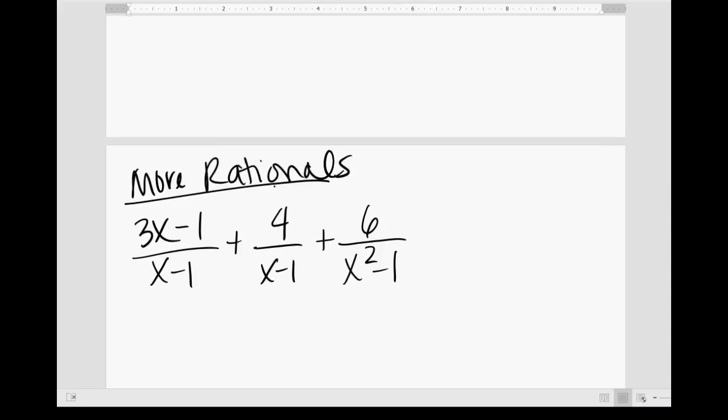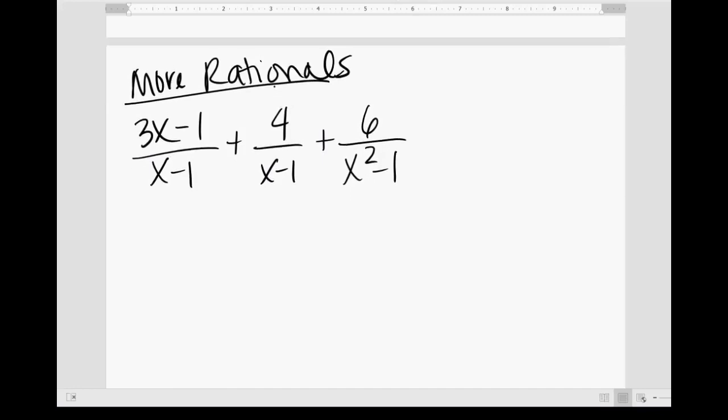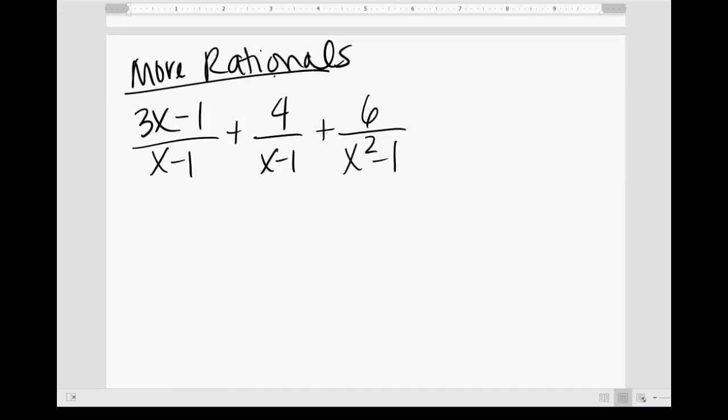rationals. So again, to add or subtract rational expressions, we have to have a common denominator. So right now we have different denominators. The first rational has a denominator of x minus 1. The second has an x minus 1. The third has an x squared minus 1. So you want to make sure all the denominators are factored so you can really see what factors you have to work with. So the first two you can't factor. So what you see is what you get. The last one is factorable. So the last denominator is actually x plus 1 times x minus 1, the difference of squares.